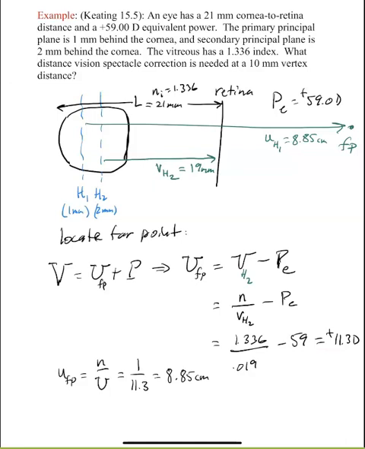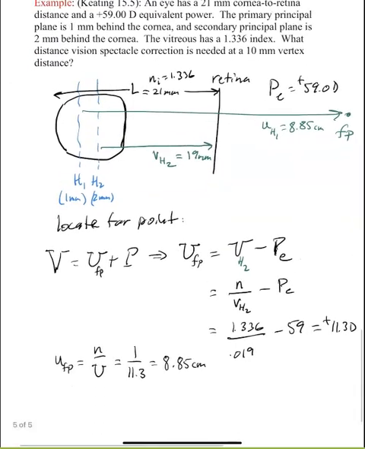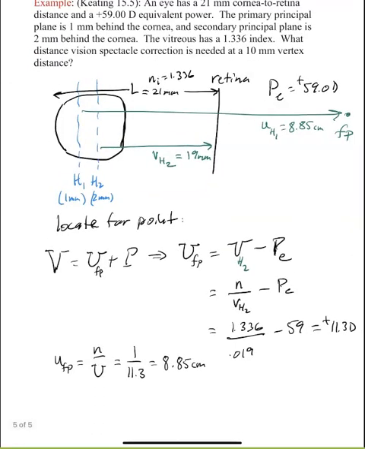Okay, so what we've done now is we've located where the far point is relative to the eye, relative to the primary principal plane. But then we could get it from anywhere else. Before we think about the spectacle lens, it might be interesting to think about what the contact lens correction would be.